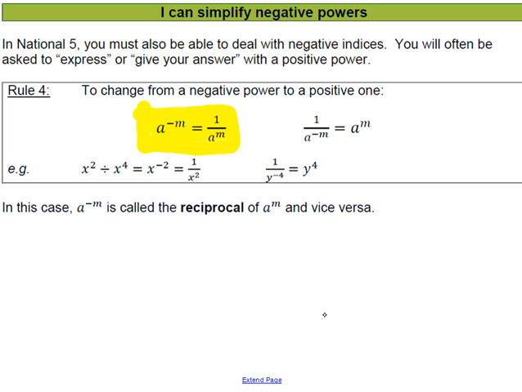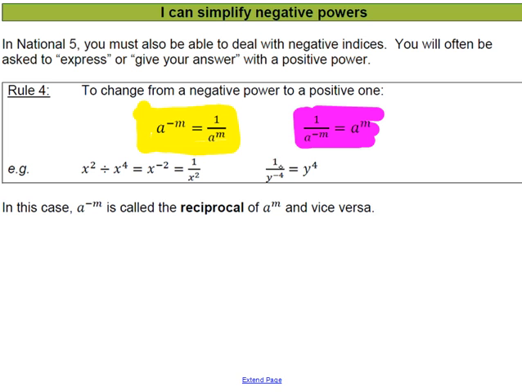Similarly, that works in the opposite direction as well. If you have 1 over, or something else over, a letter or a base to a negative power, you can move it back up to the top, essentially get rid of the fraction and change the sign of the power. Going backwards and forwards between this 1 over form reverses the sign. So here is an example question that might come up: x squared divided by x to the power of 4. That would be x to the power of -2, and if we came up with that as an answer, we would say 1 over x squared.